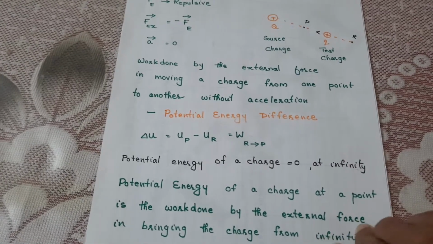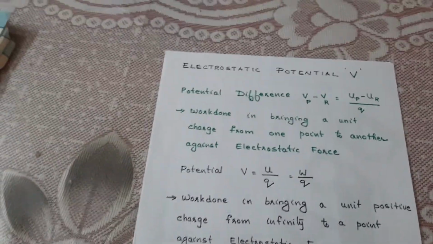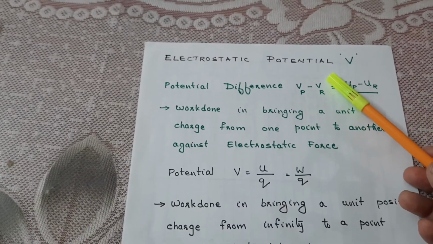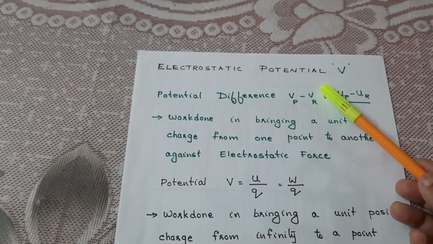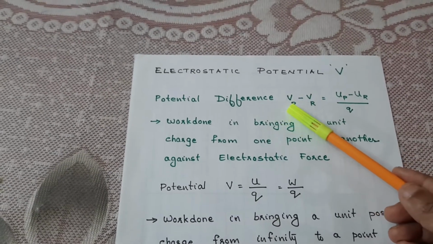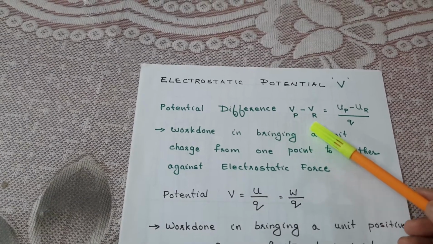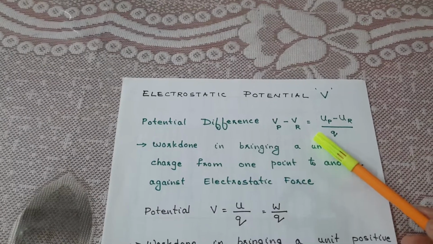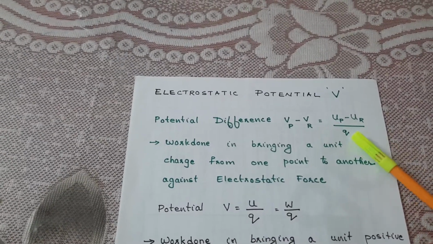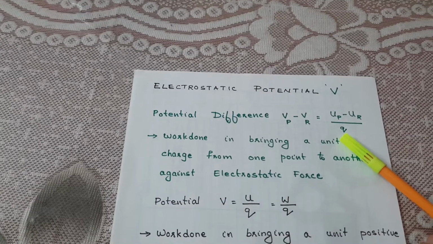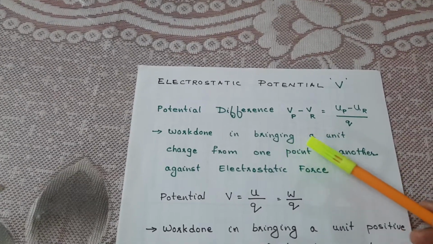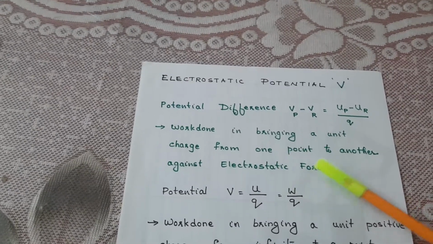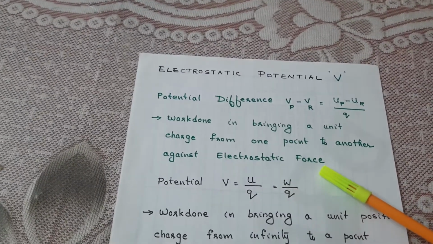Now let us say the potential, electrostatic potential. Potential is the work done per unit charge. The potential difference between the points P and R, Vp minus Vr, is equal to (Up minus Ur) by Q. It is the work done in bringing a unit charge from one point to another against the electrostatic force.